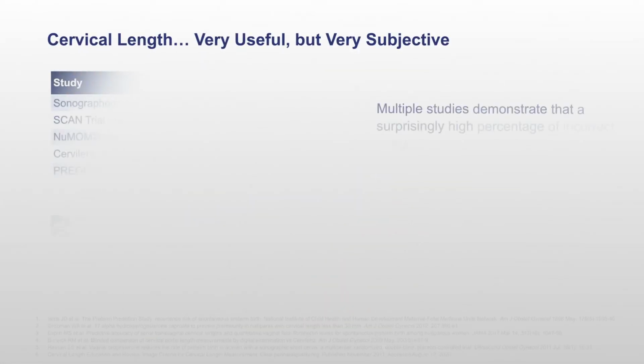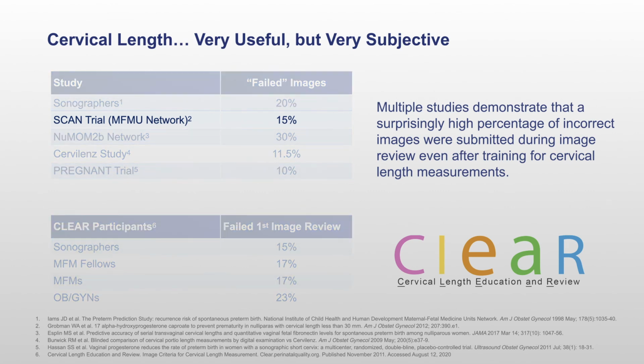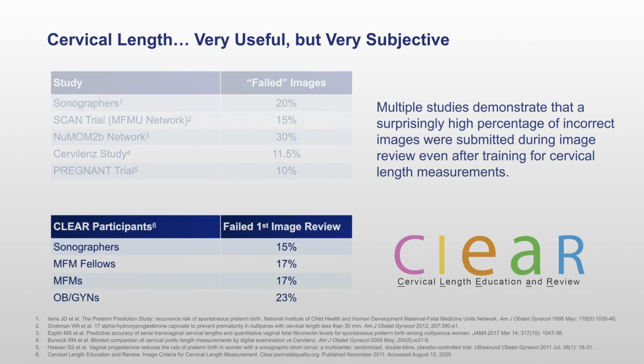NIH funded very large respected studies on the topic of preterm birth. When they assessed cervical length by vaginal ultrasound, a really large number of those images acquired were not correct. Take, for example, the SCAN trial. 15% of reviewed images of vaginal ultrasound cervical length were not accurately measured. And when we look at the times it takes for sonographers, MFM fellows, MFMs, OBs, when submitting images for review at this organization, we often need to retake the test.